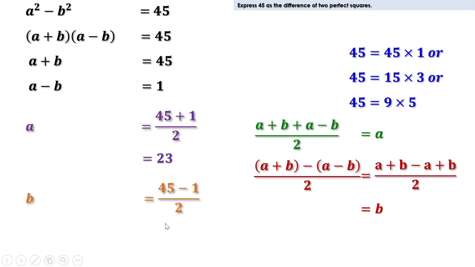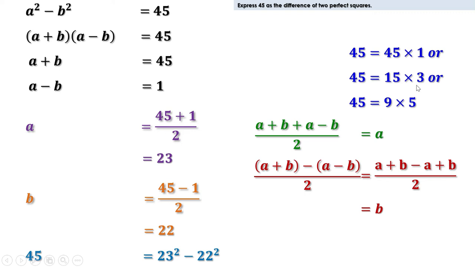(45 minus 1) by 2. 45 minus 1 is 44 and 44 by 2 is 22. That means the value of b is 22. Now we have written 45 as a square minus b square, and a is 23, b is 22. Therefore 45 is equal to 23 square minus 22 square. This is one way of expressing 45 as the difference of two perfect squares.